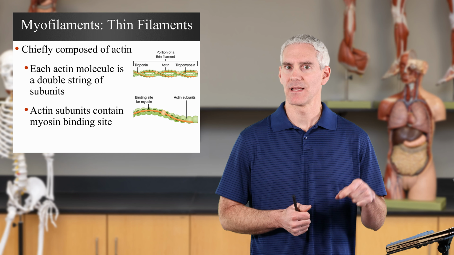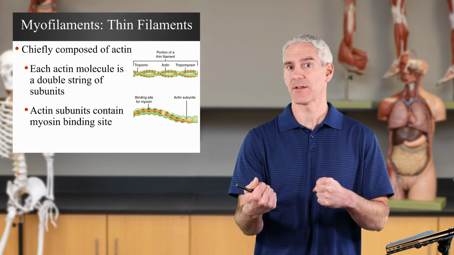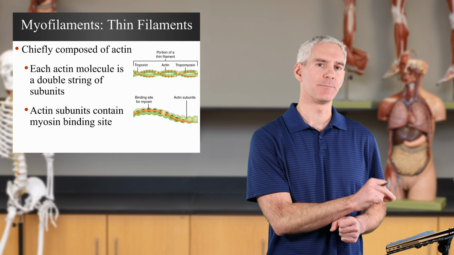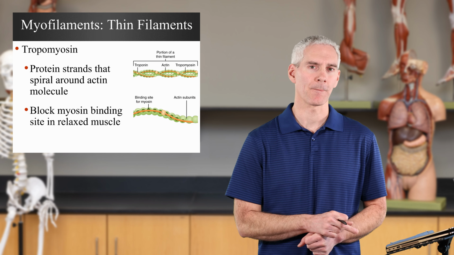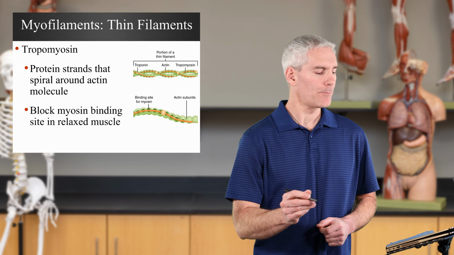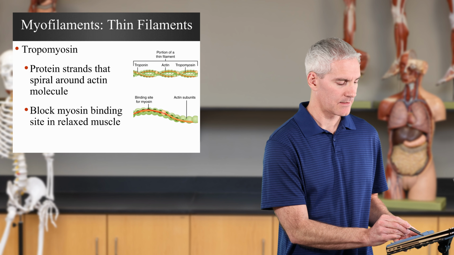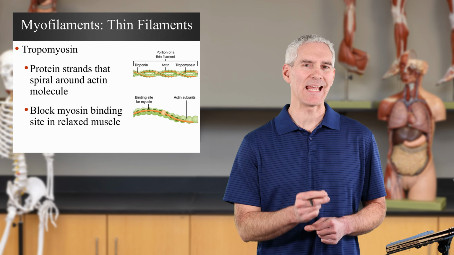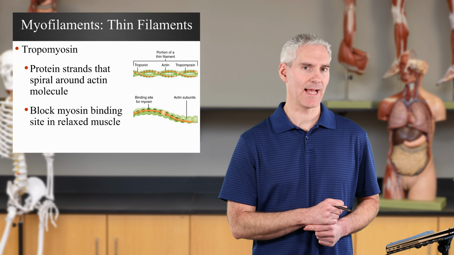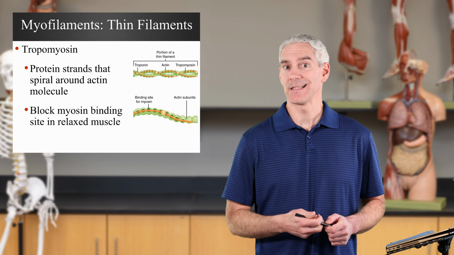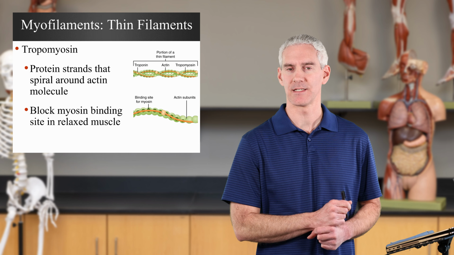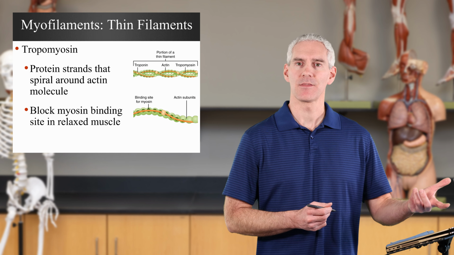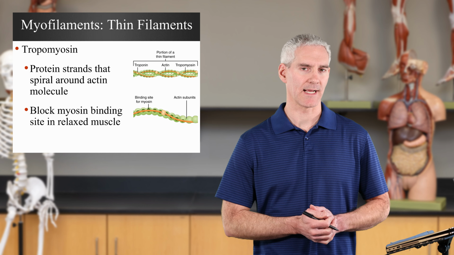But basically think about this. The actin is where the other part of it, the thick filament, can bind. So we have the actin subunits containing the myosin binding site. Tropomyosin. Tropomyosin is this orange line that's going across here. You'll notice that tropomyosin is blocking the binding site on actin. That means the thick filament can't bind if tropomyosin is in the way. So tropomyosin helps to keep the thick filament from binding when the muscle is relaxed.